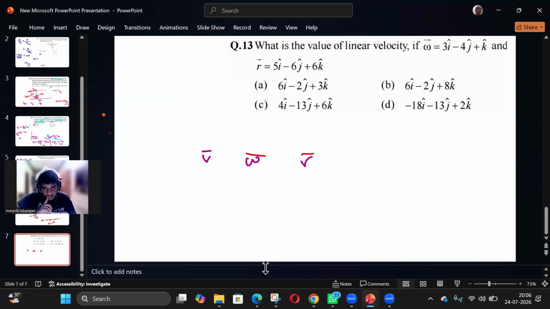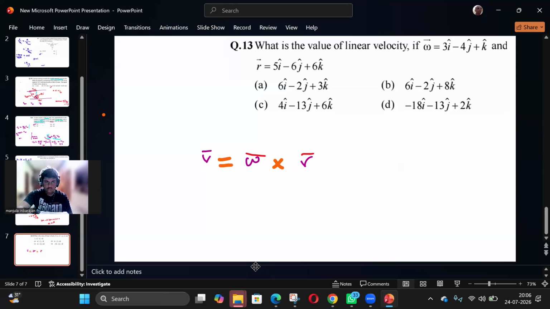That's not always valid. The one which is always valid is what? It's a vector relation, in terms of vectors. In that case, this cross product, omega into r. Like dot product, we have cross product.